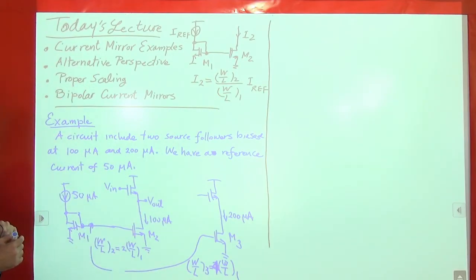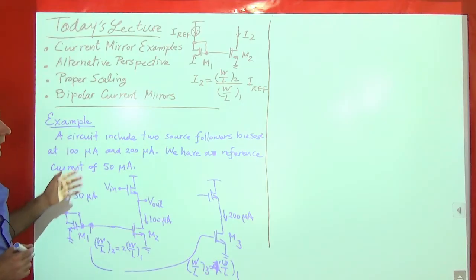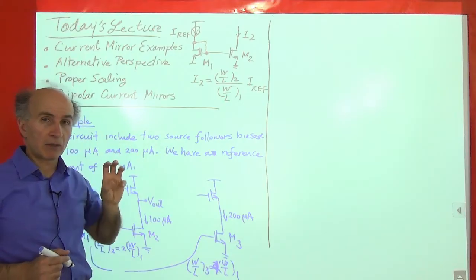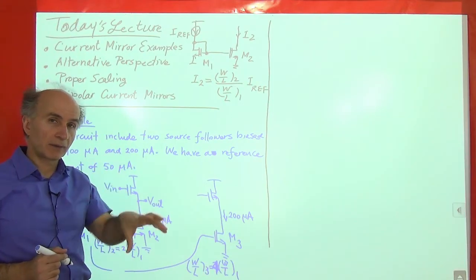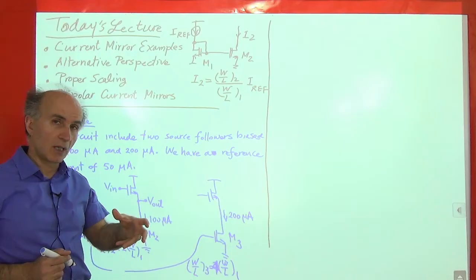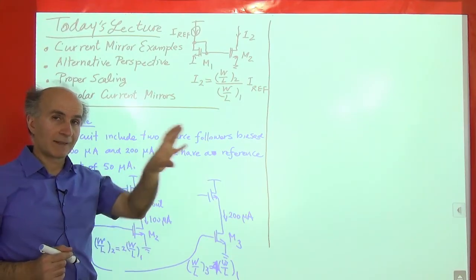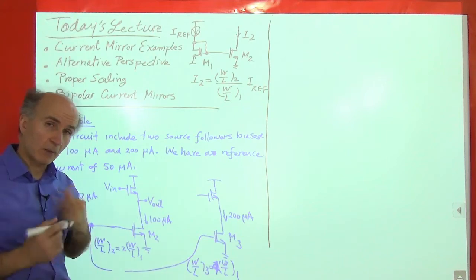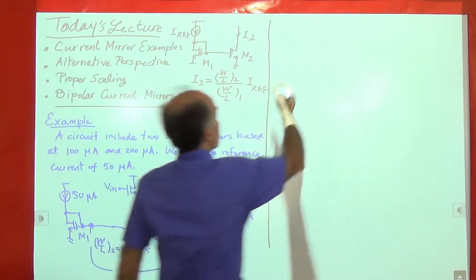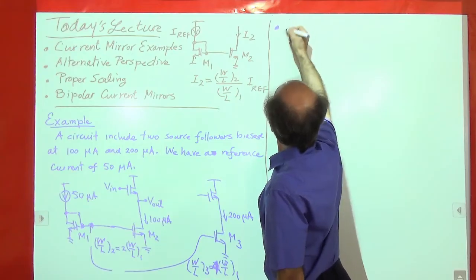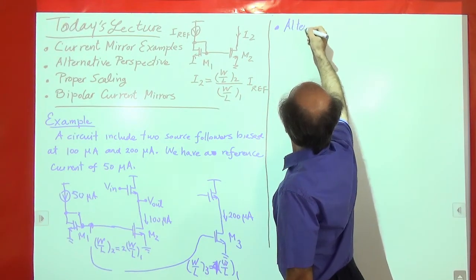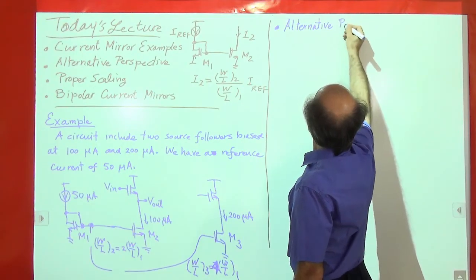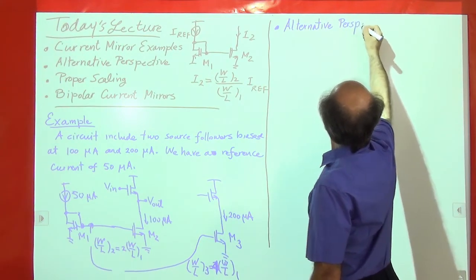Okay, that's great. All right. Now, we arrived at this topology by thinking that I have a current injected into a diode-connected device. It generates a VGS, and then this VGS goes to a destination device, and that's how we copy the current. But there's another way of thinking about it. So let's talk about this alternative perspective.